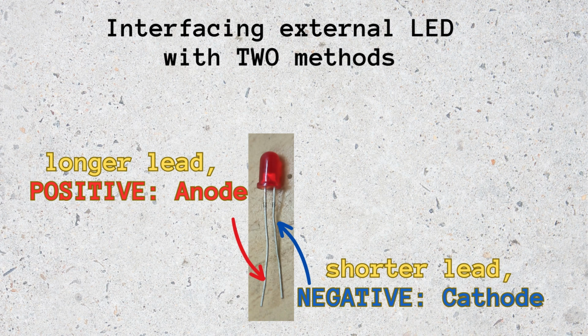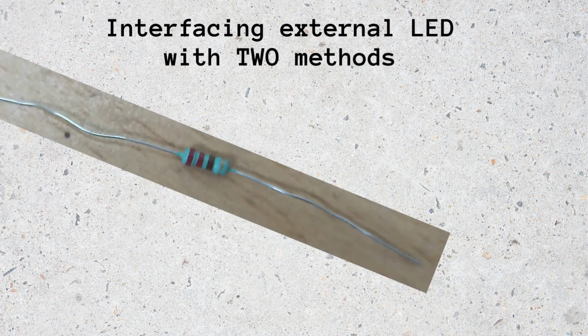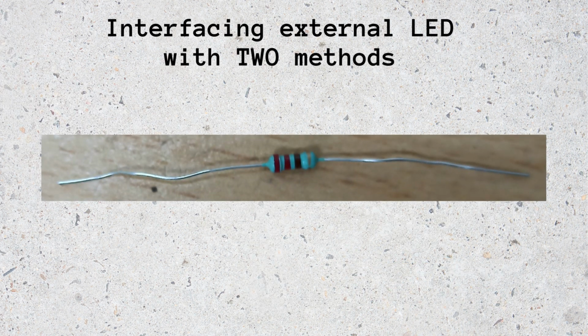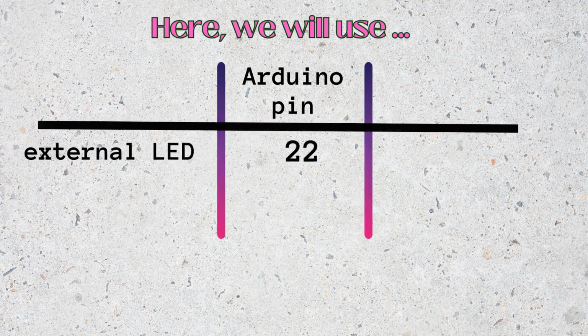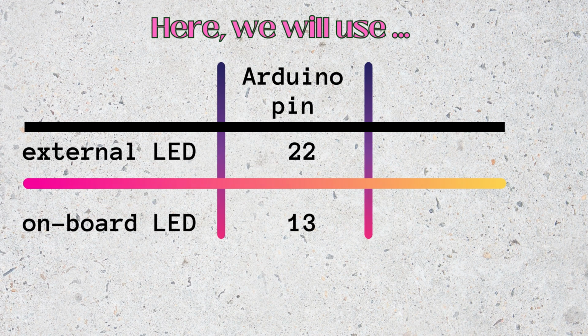An external resistance of 220 ohm will be sufficient for our purpose. If the rated forward current of the LED is not known, it is advised to start with a higher resistance. The resistance value needs to be progressively reduced to enhance current and hence glow. Here we use pin 22 of the Arduino board to connect the external LED. The onboard LED, however, is always fixed at pin 13.